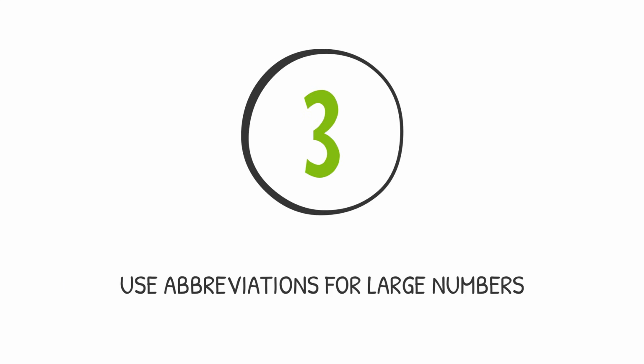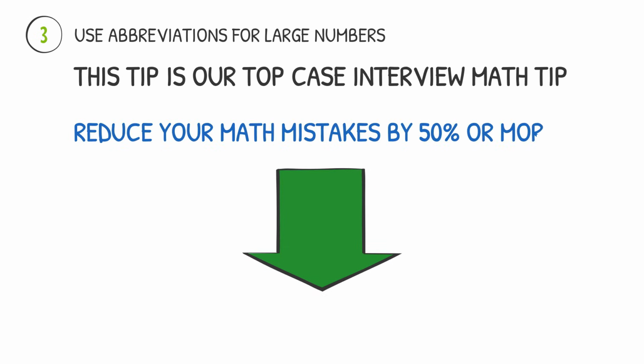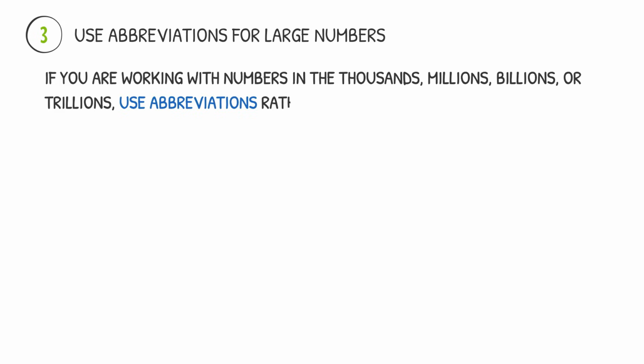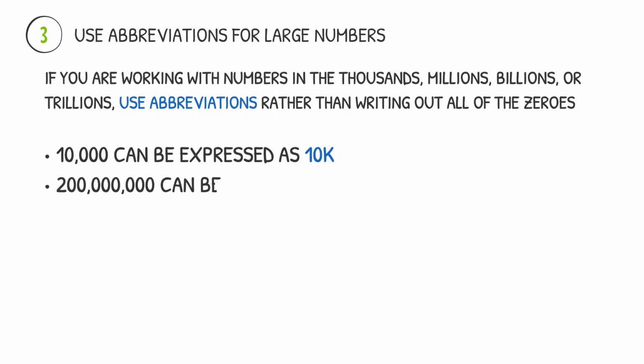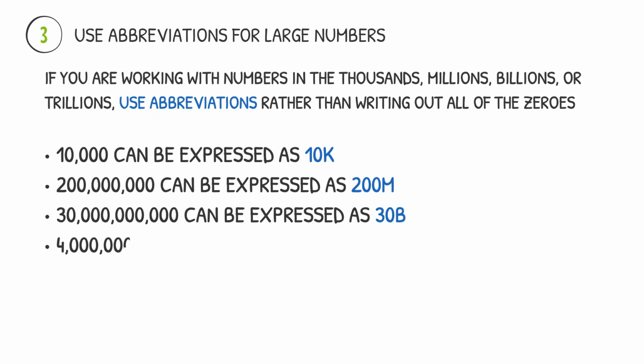Tip number 3. Use abbreviations for large numbers. This tip is our top case interview math tip. Implementing this tip can instantly reduce your math mistakes by 50% or more. If you're working with numbers in the thousands, millions, billions, or trillions, use abbreviations rather than writing out all of the zeros. For example, 10,000 can be expressed as 10K, 200 million can be expressed as 200M, 30 billion can be expressed as 30B, and 4 trillion can be expressed as 4T.